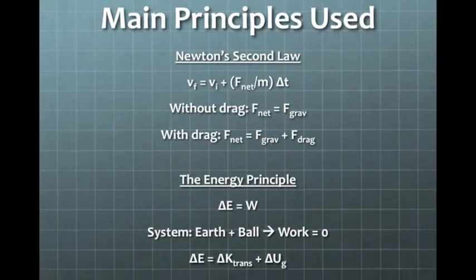Newton's second law is used to predict the velocity of the object using its mass and the net force. For this experiment, the model without drag will have a net force equal to the force of gravity, and for the model with drag, the net force will be equal to the force of the drag plus the force of gravity. The second principle being used is the energy principle. The system for this experiment is the ball plus the earth. Therefore, delta E equals delta K trans and delta gravity potential.